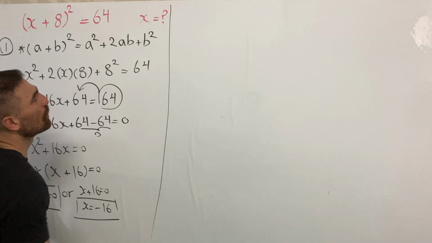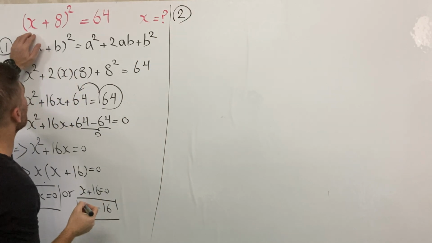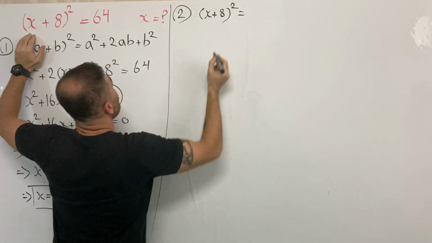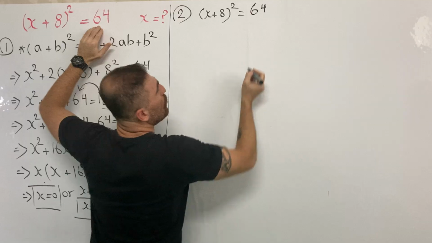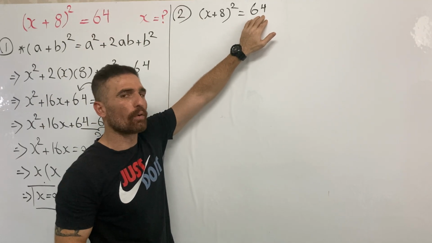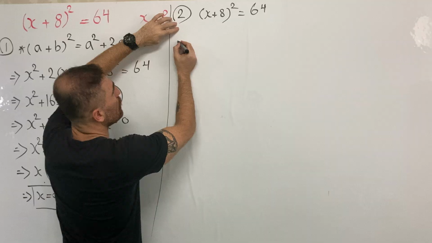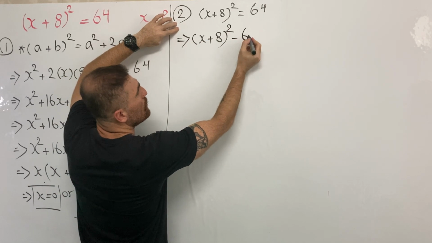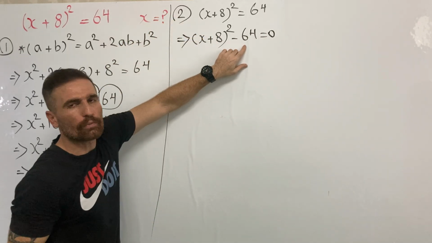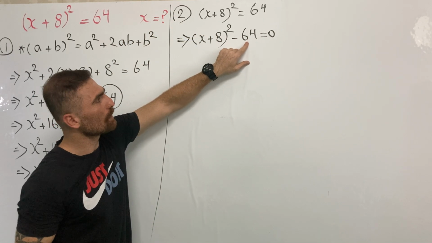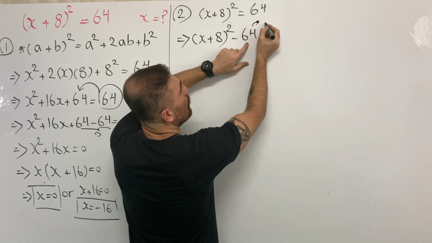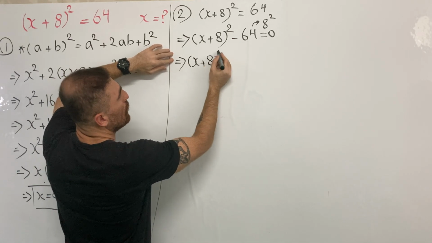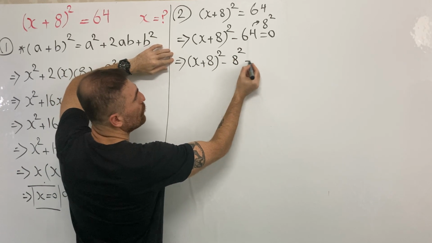But what is the solution number 2? Look, what do we have here? (x plus 8) raised to the power of 2, right side 64. I'm going to transpose this 64 to the left side. Let me rewrite it. It is going to be (x plus 8) raised to the power of 2 minus 64 equals 0. 64 is a perfect square, so it can be written in the form of 8 to the power of 2, right? I write here (x plus 8) squared minus 8 to the power of 2 equals 0.